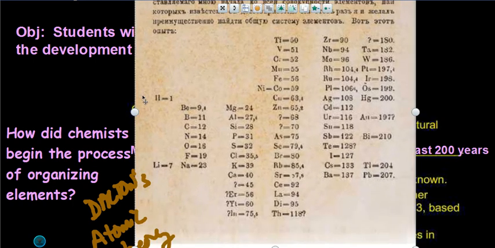Now, you'll notice that there may be question marks. For example, here, and here, and here. And he was able to predict with high precision not only that there would be elements here, but also what their masses would be.